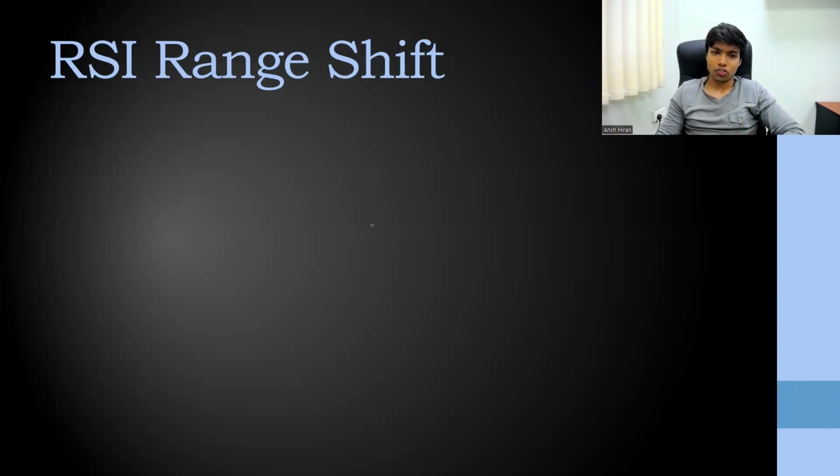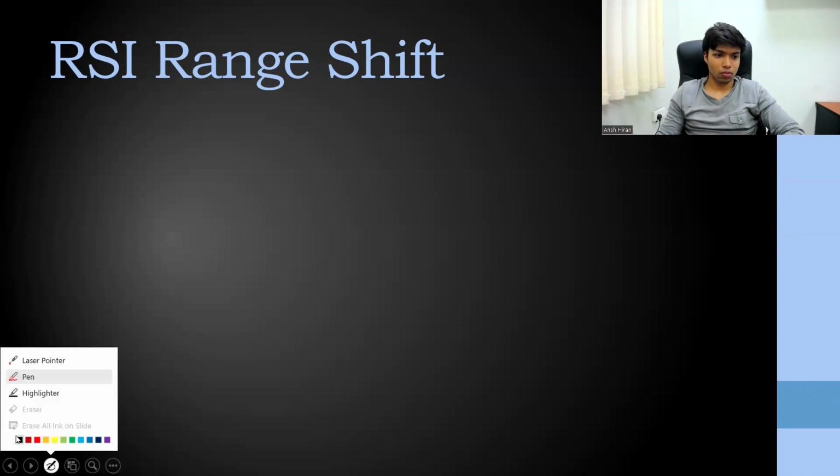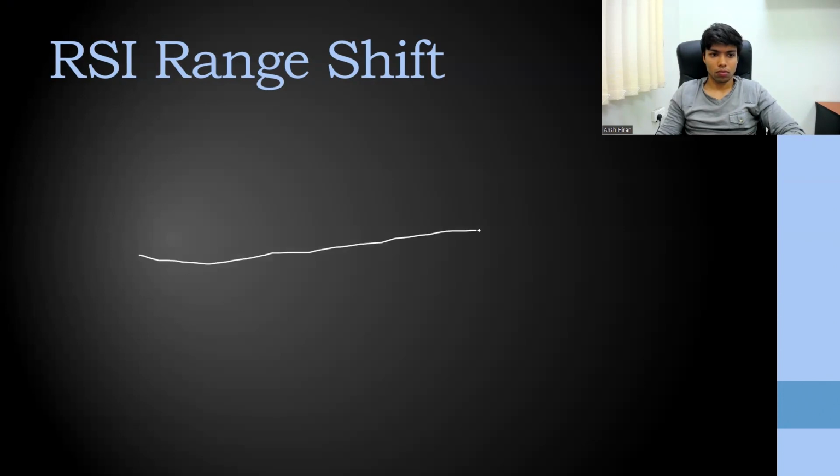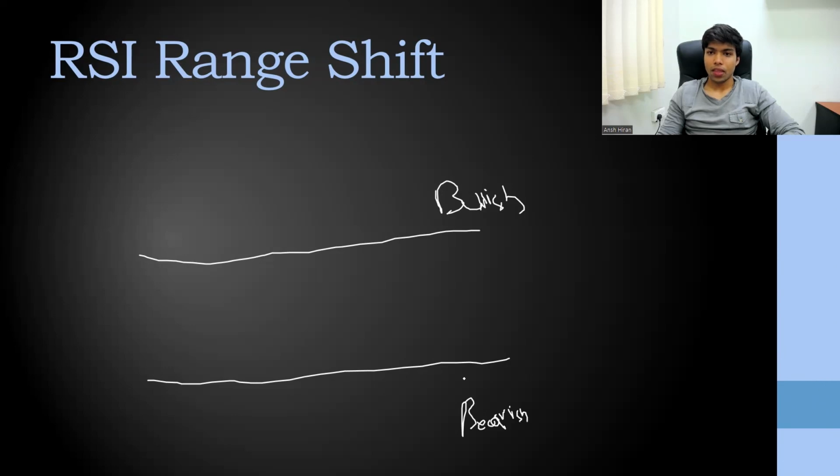Nothing complicated. Range shift. Now RSI has three ranges, right? What are those three ranges? Bullish, bearish. But these are the only two ranges. We call this sideways. Sideways is not a range.